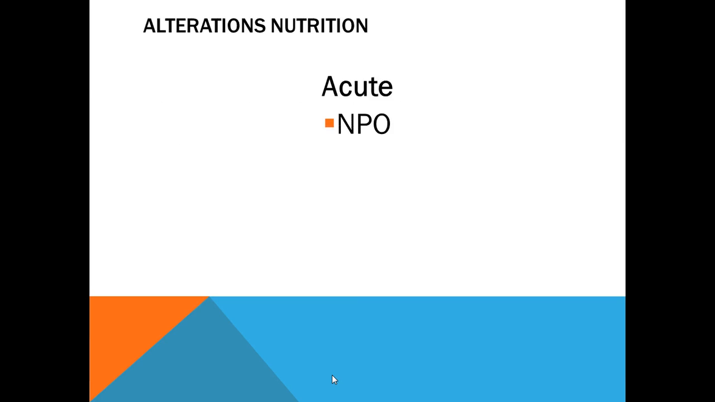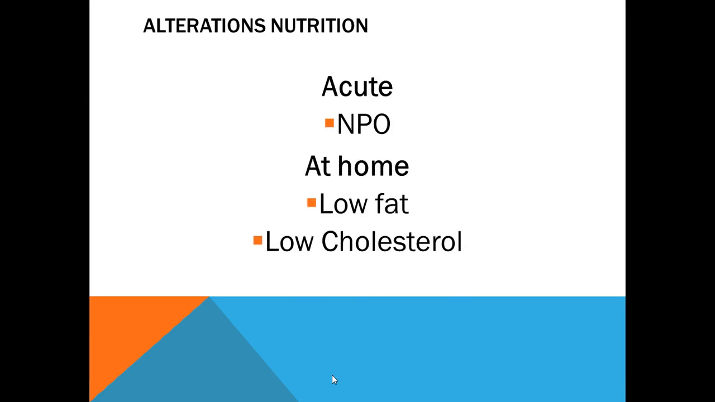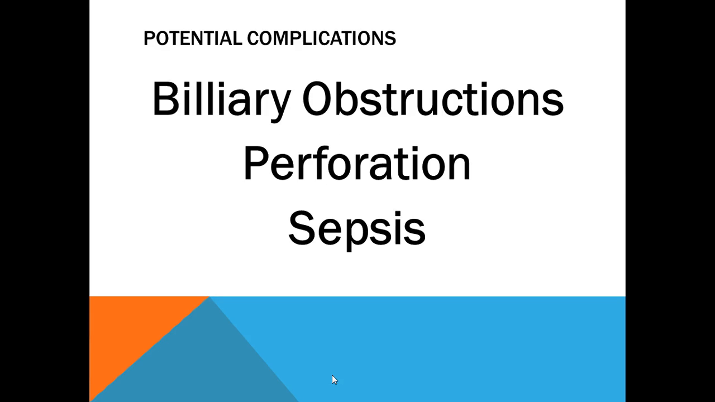Alterations in nutrition. In acute cases, patients are strict NPO. At home, they will have to have a low-fat, low-cholesterol diet. Most of our stones are made from excessive cholesterol. Potential complications: biliary obstructions. Remember the signs and symptoms of biliary obstruction: amber urine, clay-colored stool, jaundice. With perforation, the patient will have peritonitis, which can lead to sepsis.